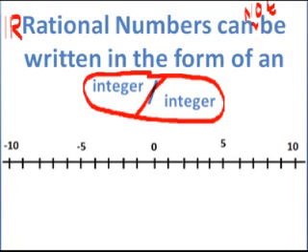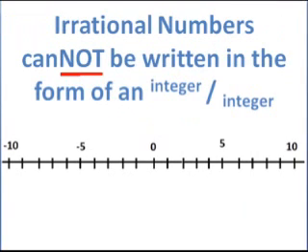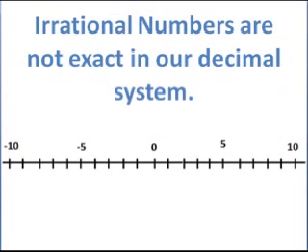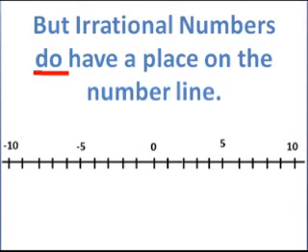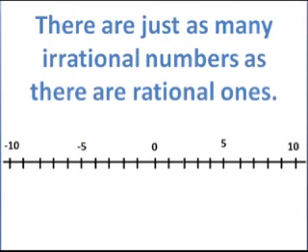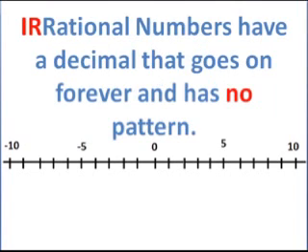Irrational numbers cannot be written in the form of an integer over an integer. Irrational numbers cannot be written, said it there twice for emphasis, cannot be written in the form of an integer over an integer. Irrational numbers are not exact in our decimal system, but irrational numbers do have a place on the number line. There are just as many irrational numbers as there are rational ones. Irrational numbers have a decimal that goes on forever and ever and ever and has no pattern.